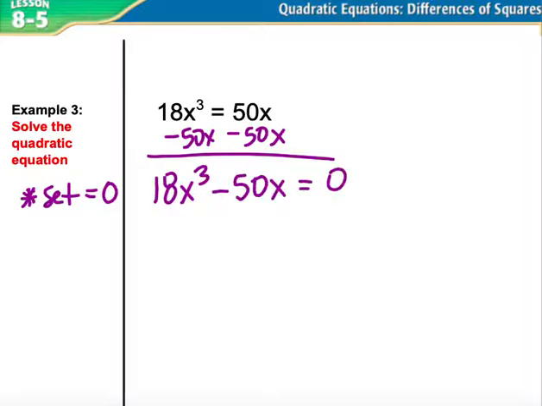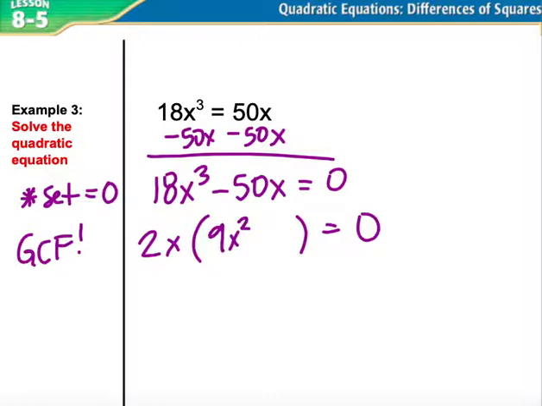0. And then in order to make it a quadratic equation, I guess ideally, I'd want a difference of 2 squares. Neither of these are perfect squares, but hopefully you do notice that there's a greatest common factor that both of them share. And so I can for sure get a 2 out of both those coefficients, and I can also factor out an x. If I factor a 2x out of 18x cubed, I'm left with 9x squared. If I factor a 2x out of negative 50x, I'm left with negative 25, which is so awesome because, check it out, you've got the difference now of 2 perfect squares, 9x squared and 25 are perfect squares.